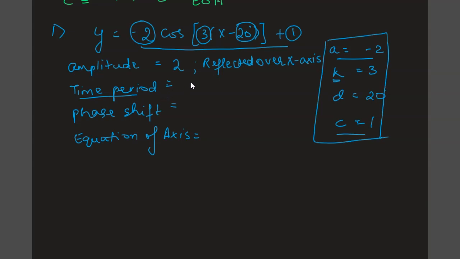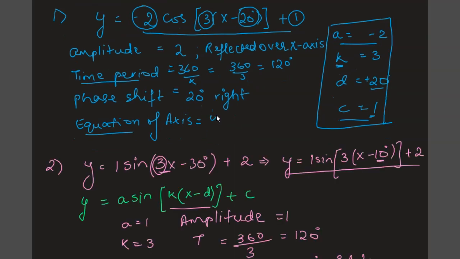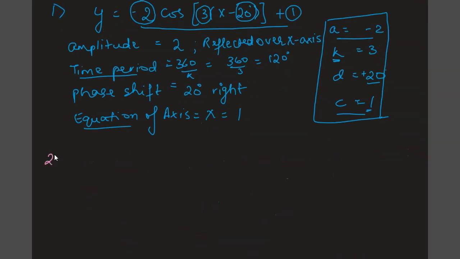Next we have time period. In order to find the time period, we will use the k value, and the formula is 360 divided by k. K is 3, so that gives us 120 degrees. Next is phase shift. Phase shift is another name for horizontal translation. Since this is a positive 20 degrees, we would just say that the graph is shifted 20 degrees right. Equation of axes is represented with the c value, and because it's an equation, it's written as y is equal to 1.